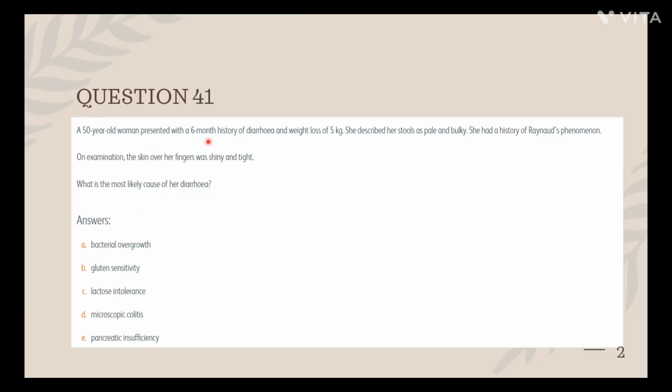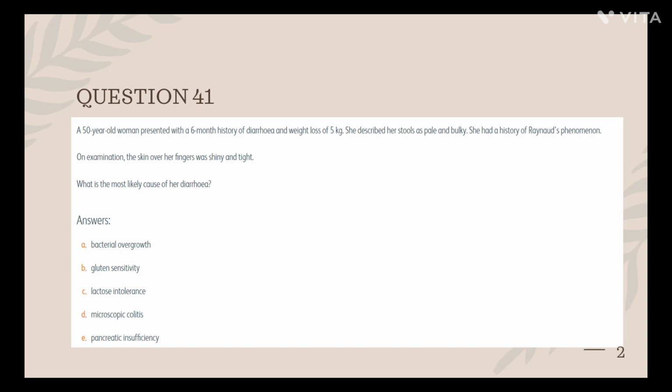Question 41. A 50-year-old woman presented with a 6-month history of diarrhea and weight loss of 5 kg. She described her stools as pale and bulky. She had a history of Raynaud's phenomenon. On examination, the skin over her fingers was shiny and tight. What is the most likely cause of her diarrhea?